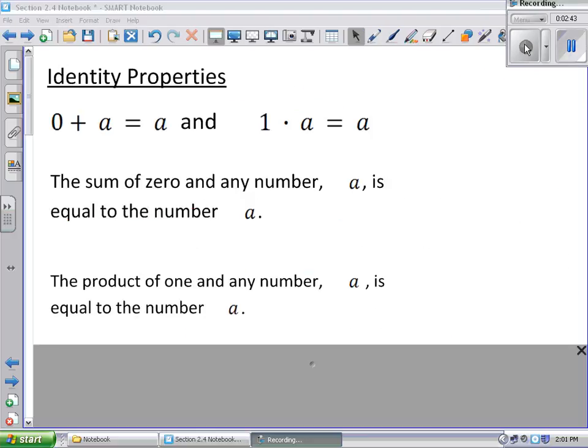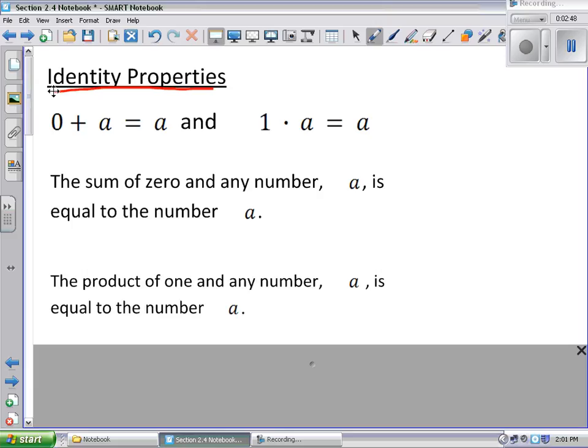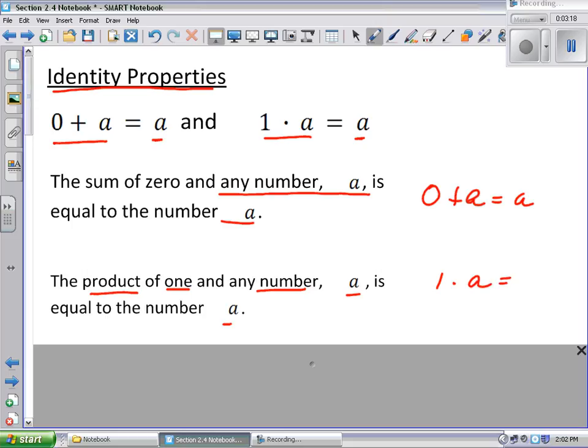All right, let's talk about the identity property. The identity properties: 0 plus a is equal to a, and 1 times a is equal to a. The sum of 0 and any number a is equal to a. The product of 1 and any number a is equal to a.